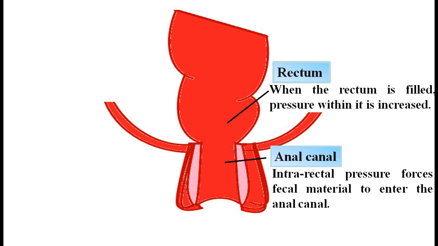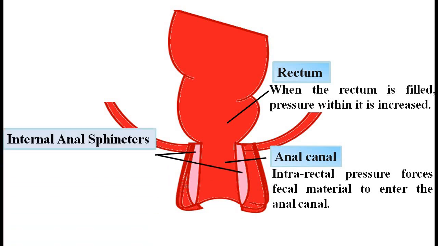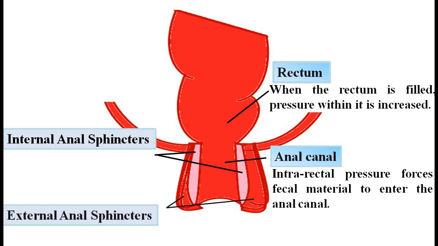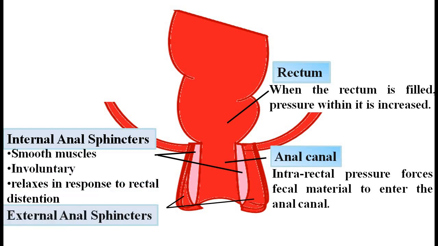In the anus, there are 2 sphincters, the internal anal sphincter and the external anal sphincter. The internal anal sphincter is composed of smooth muscles, therefore they are involuntary in action. The internal anal sphincter relaxes in response to rectal distension. The external anal sphincter is composed of skeletal muscles and is therefore under voluntary control. If a person chooses to defecate, the external anal sphincter also relaxes and moves the stool forward and out of the body.